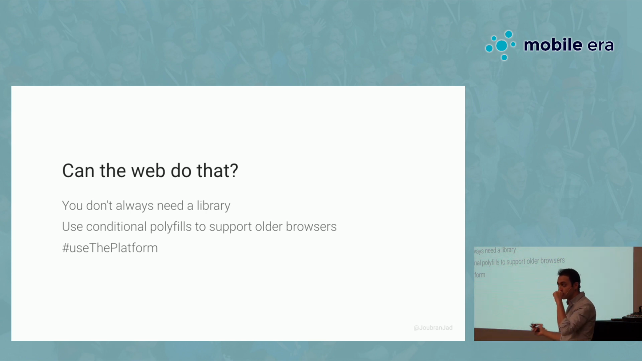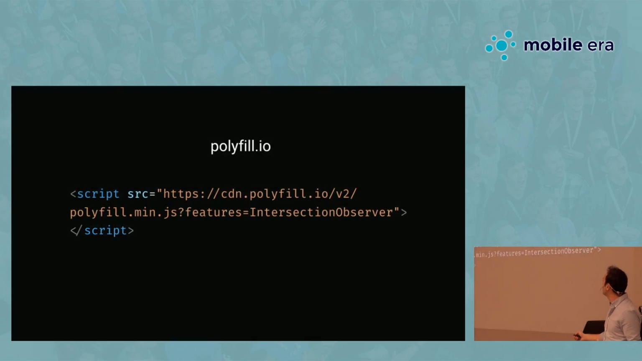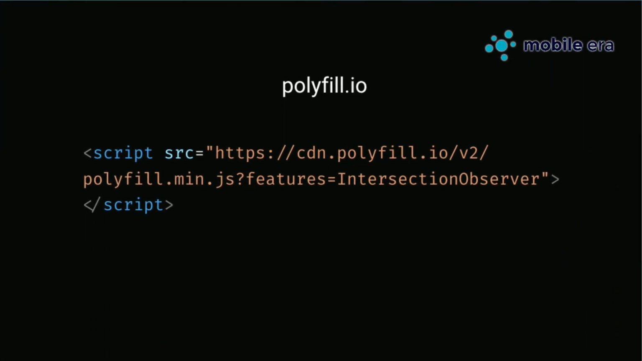So use conditional polyfills to support all the browsers. Don't ship the polyfills all the time. And you can do that easily with polyfill.io. So with this link, I request IntersectionObserver, which works on Chrome and Firefox. So if you open this, it will give you almost nothing in Chrome and Firefox. If you open the same link in Safari, it will give you all of the code that you need to polyfill IntersectionObserver. So you're rewarding users on modern browsers, not making them pay for something they don't need.